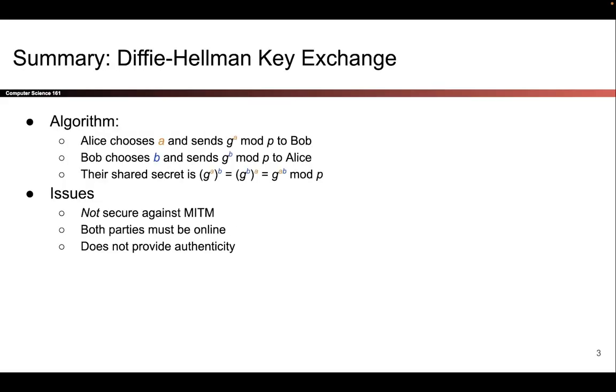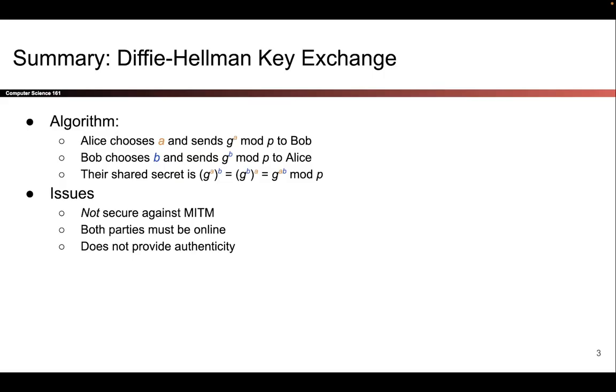In the second half of last time, we talked about the Diffie-Hellman key exchange. Alice chooses her half of the secret A, disguises it, and sends G to the A mod P to Bob. Bob chooses his half of the secret B, disguises it by sending G to the B mod P to Alice, and each side takes the disguised secret that they received, raises it to the power of their own secret, and they both derive G to the AB mod P. And the discrete logarithm problem ensures that an attacker like Eve is not able to deduce the shared secret.